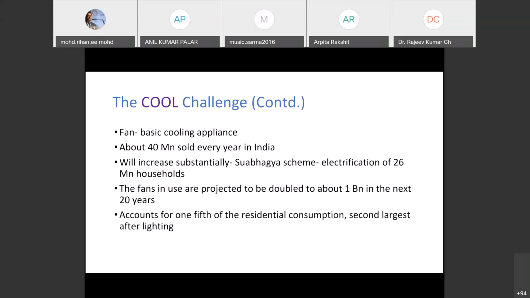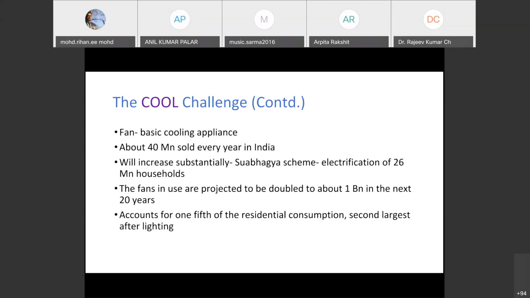So this was about AC, but there is another challenge which needs to be kept in mind. Again, related to cooling, that is the fan. Normally we do not talk about fans when we talk about energy conservation and energy efficiency, because its energy consumption is much less as compared to an AC. But the number of fans is much more than the number of ACs. For every AC, usually you find 3, 4, 5 fans. So that makes it a very important target point for achieving energy efficiency and decarbonizing the system.